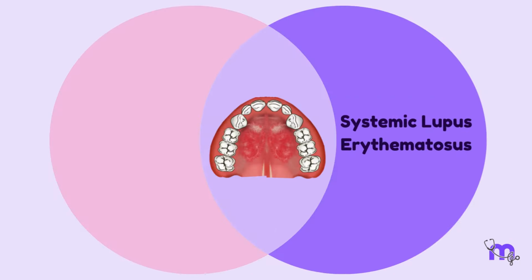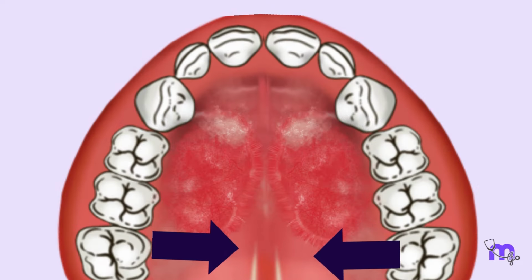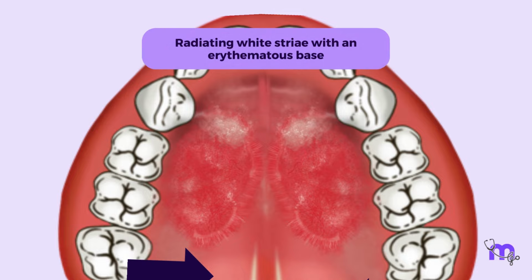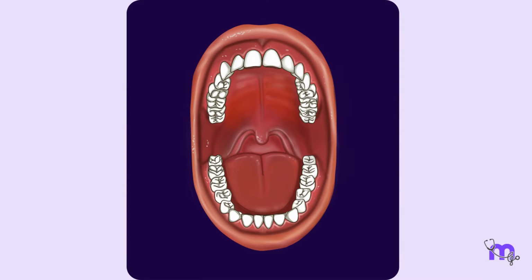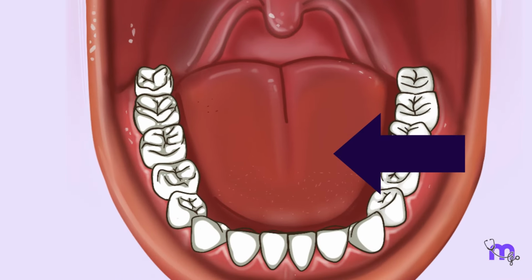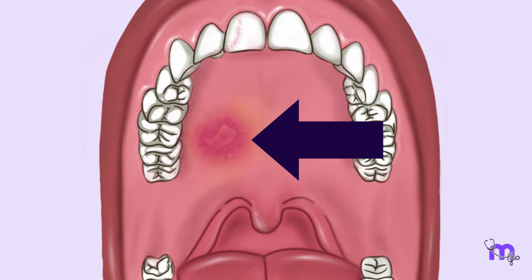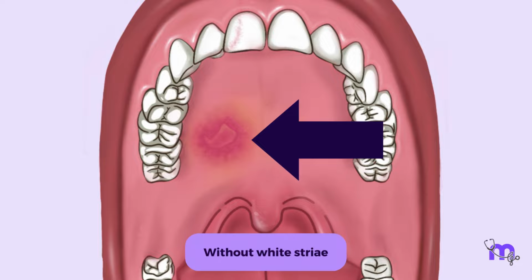Oral lesions in systemic and discoid lupus erythematosus share striking similarities in appearance and underlying cellular makeup. The classic presentation involves radiating white striae along with an erythematous area. These lesions most commonly affect the gingiva, buccal mucosa, tongue, and palate. However, the palate can also show predominantly red patches without the characteristic white striae.